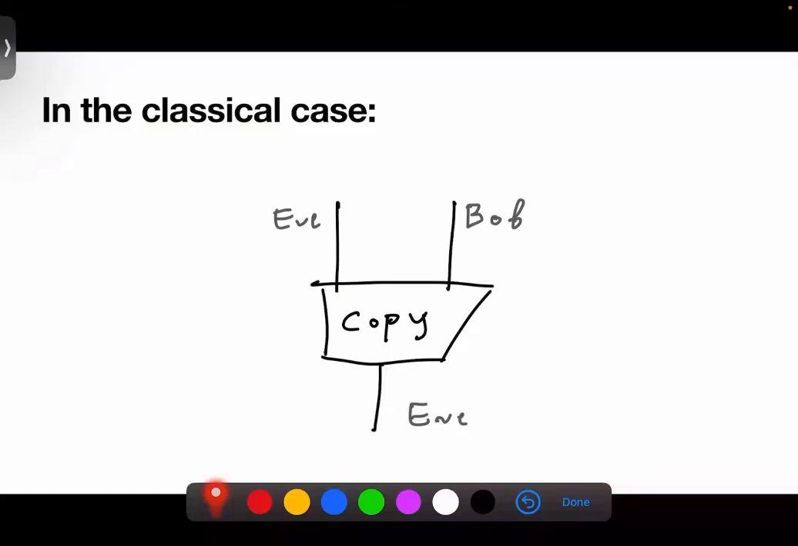So we are going to define this copy box. Let's stay with this eavesdropping case. Eve had this bit, and then what Eve would have had to do is copy this thing to herself and then send it off to Bob. Just a friendly reminder, this is a classical case, because in the quantum case it would be double. But first let's look at the classical case. So let's assume that this is the classical communication bit.